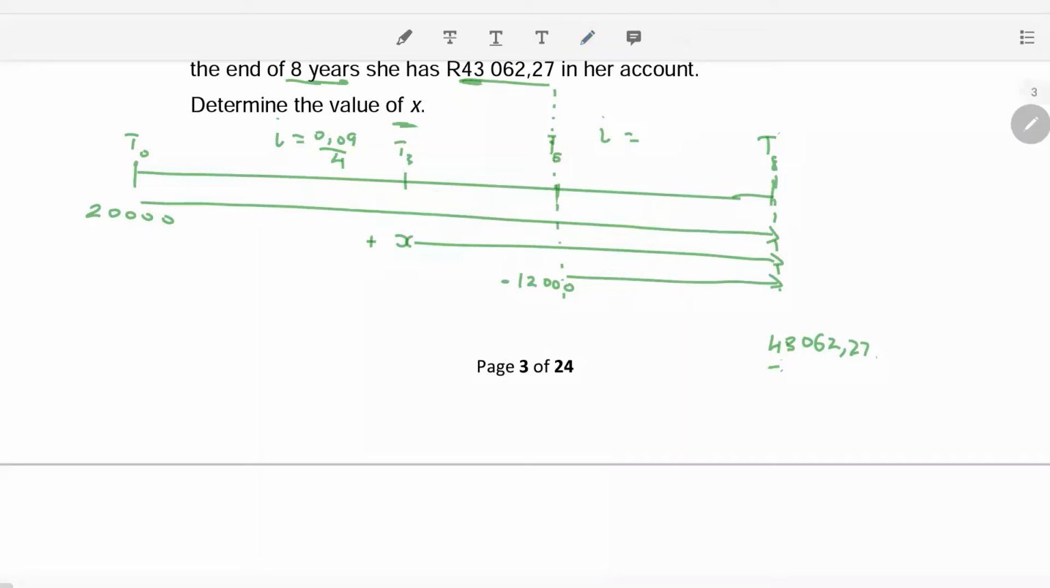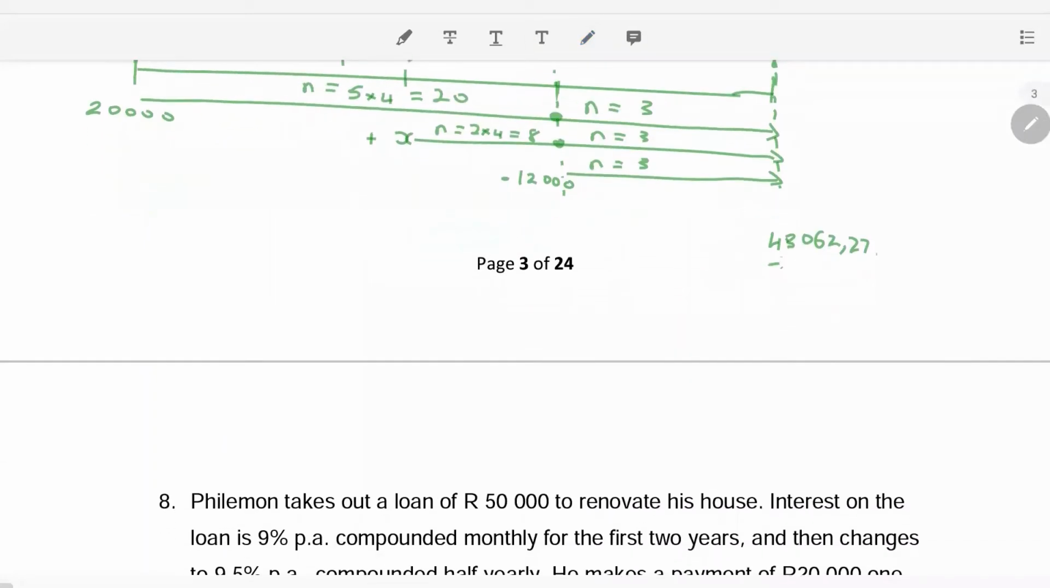So let's work it out, still using our compound interest formula. The 20,000 and interest of 9% compounded quarterly for a period of 20 quarters. And then it earned another interest of 10% compounded annually for 3 years.